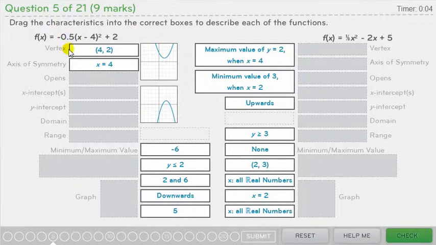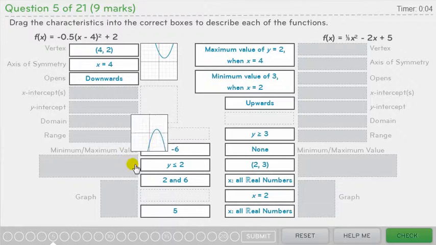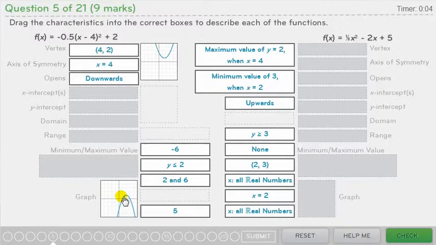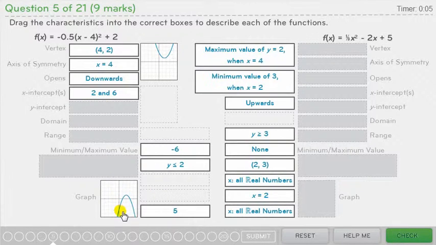Because this a value, this negative 0.5 out in front, is negative, we know that it opens downwards. So this graph is going to open downwards, and then we can grab our graph. We know that it's got to be the graph opening downwards. From that graph, we can see that our x-intercepts are at 2 and at 6, and that the y-intercept is right there at negative 6.